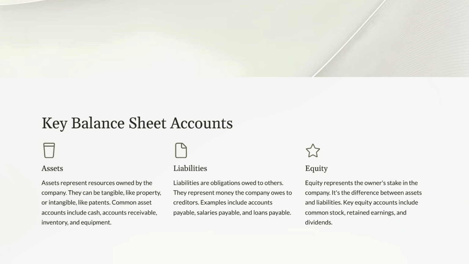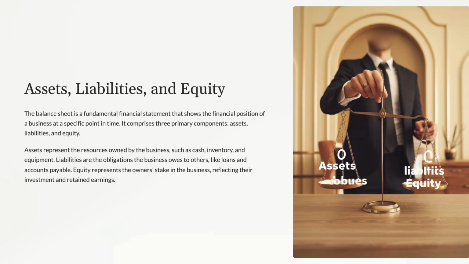Equity. Equity represents the owner's stake in the company. It's the difference between assets and liabilities. Key equity accounts include common stock, retained earnings, and dividends. Assets, liabilities, and equity. The balance sheet is a fundamental financial statement that shows the financial position of a business at a specific point in time.